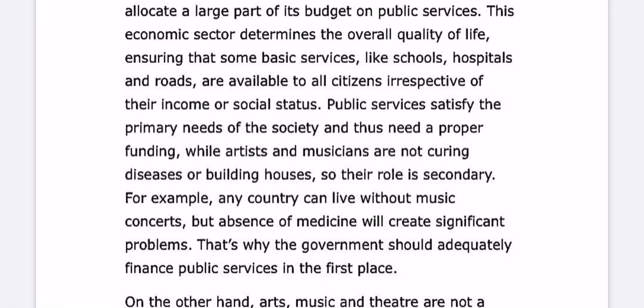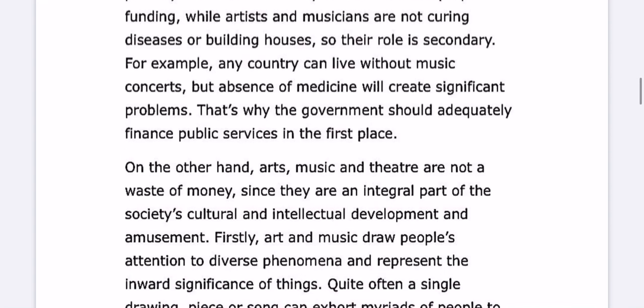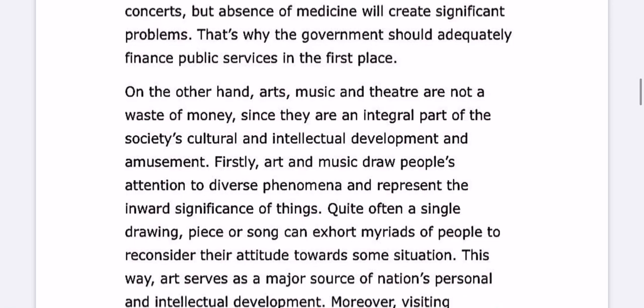Then more elaboration or more reasoning is provided, like public services satisfy the primary needs of the society and thus need a proper funding, while artists and musicians are not curing diseases or building houses, so their role is secondary. An example is also given. For example, any country can live without music concerts, but absence of medicine will create significant problems. That's why the government should adequately finance public services in the first place.